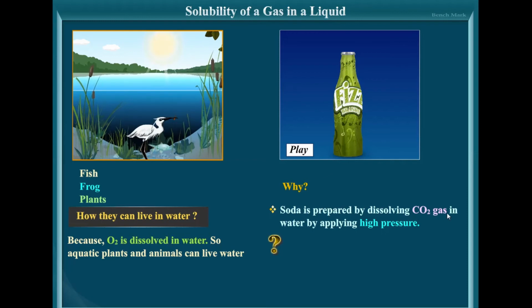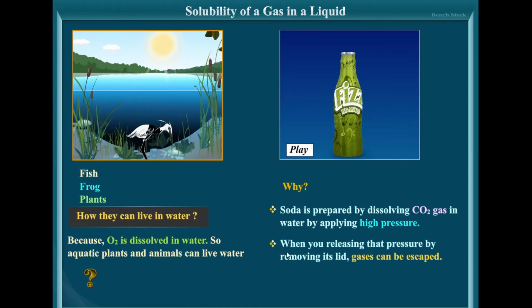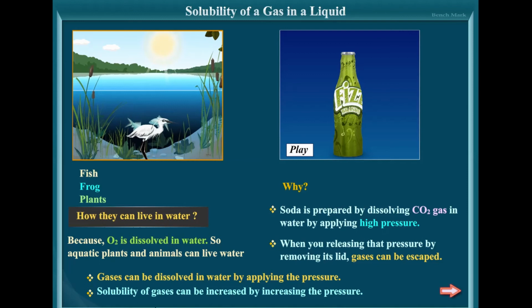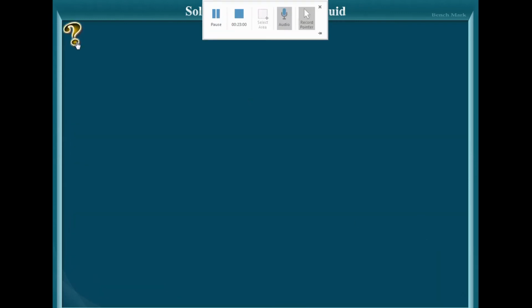So what is the reason for that? Soda is prepared by dissolving carbon dioxide gas in water by applying high pressure. When you release that pressure by removing the lid, the gas escapes. Gases can be dissolved in water by applying high pressure. The solubility of gases can be increased by increasing the pressure. So what are the factors affecting the solubility of a gas? The first one is the effect of pressure. As pressure increases, the solubility also increases.